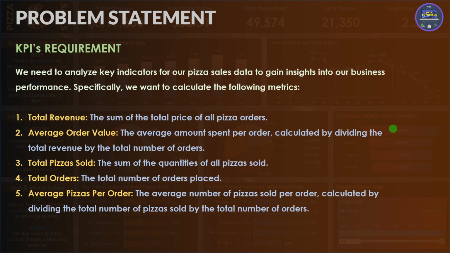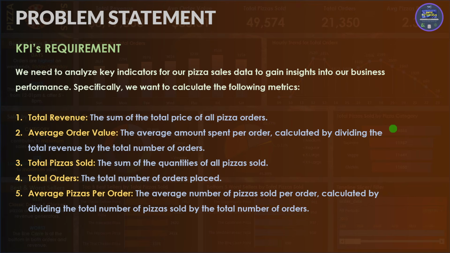All right. So the first KPI requirement which he wants is the total revenue. Okay, so the total revenue, as he has mentioned, is the total price of all the pizza orders, right? So whatever pizzas are sold, we have to take the total of all of them, and that will be the total revenue for us.